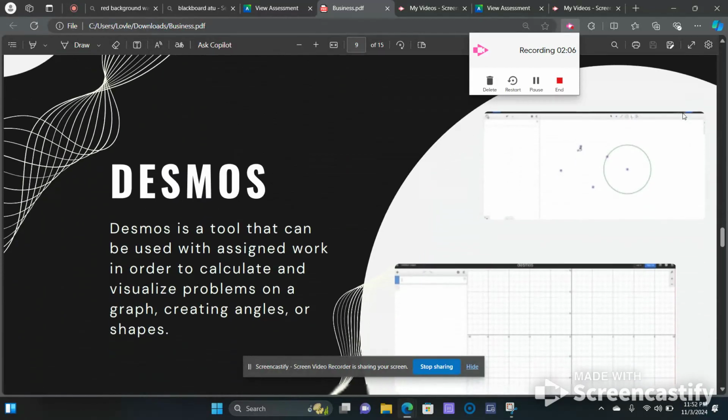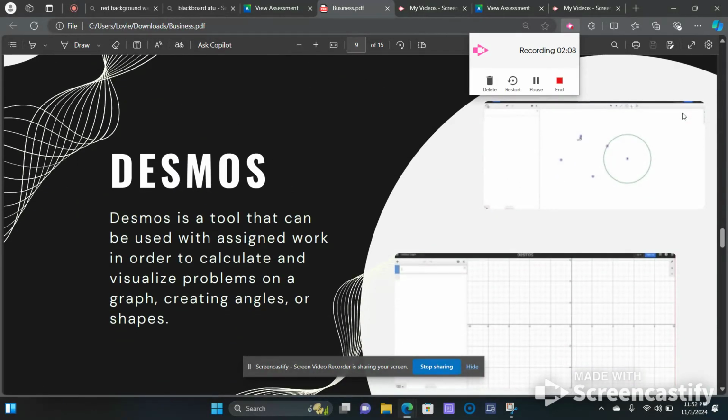The third technology tool is Desmos. Desmos is kind of like a calculator. Students can utilize Desmos to find and calculate certain problems and also visualize those problems. Desmos is a tool that can be used with assigned work in order to calculate and visualize problems on a graph by creating angles or shapes.